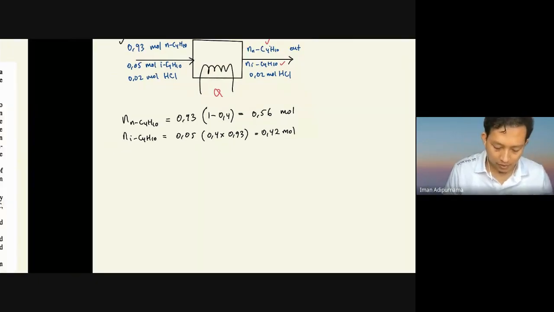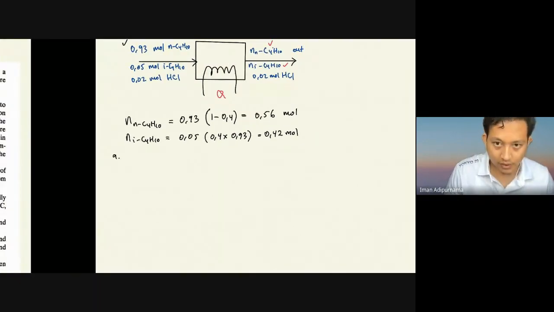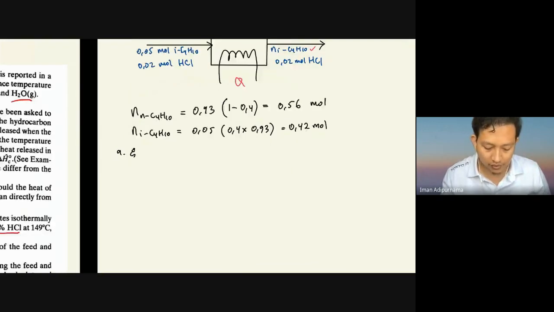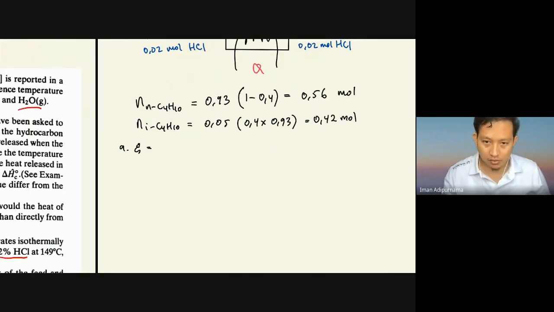And then the question is asking the extent of reactions. So actually, the questions A, B, C, D are step by step on how you determine, at the end of the day, the heat of this isomerization reaction, the heat of reactions. So the extent of reactions you get.